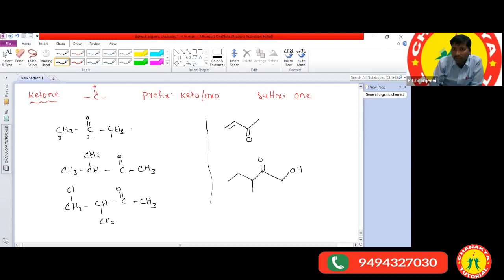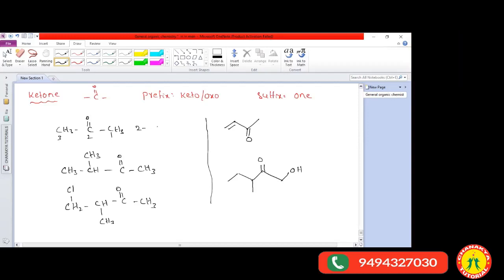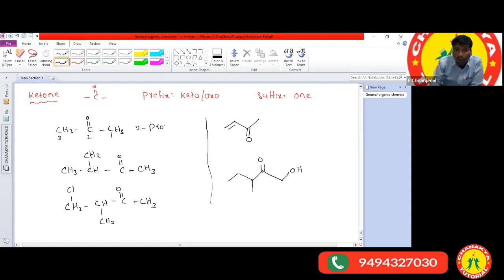What is the IUPAC name? We told the correct one only. But what is the correct one? 2-propanone is also correct. 2-propanone. Next, Aditi. What is the IUPAC name of the given compound?